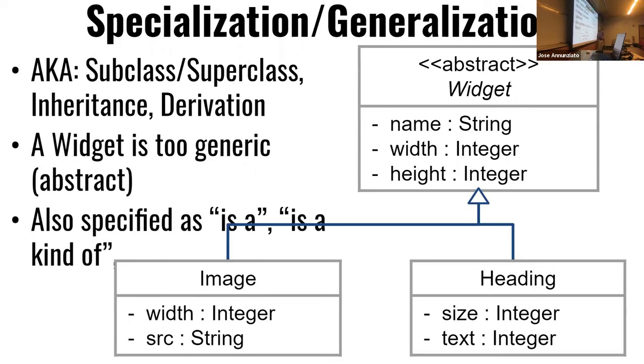Make sense? And this type of relationship, there's two names for this. One is specialization, meaning these are special cases of that one. Or it's also called generalization, meaning that this is a general case of these. It depends how you look at it. If you look at it from the bottom, that's a general case. If you look at it from the top, it's a special case. And if you remember, we also say that these diagrams implement an is-a relationship, meaning an image is a widget, a heading is a widget, an hourly employee is an employee.